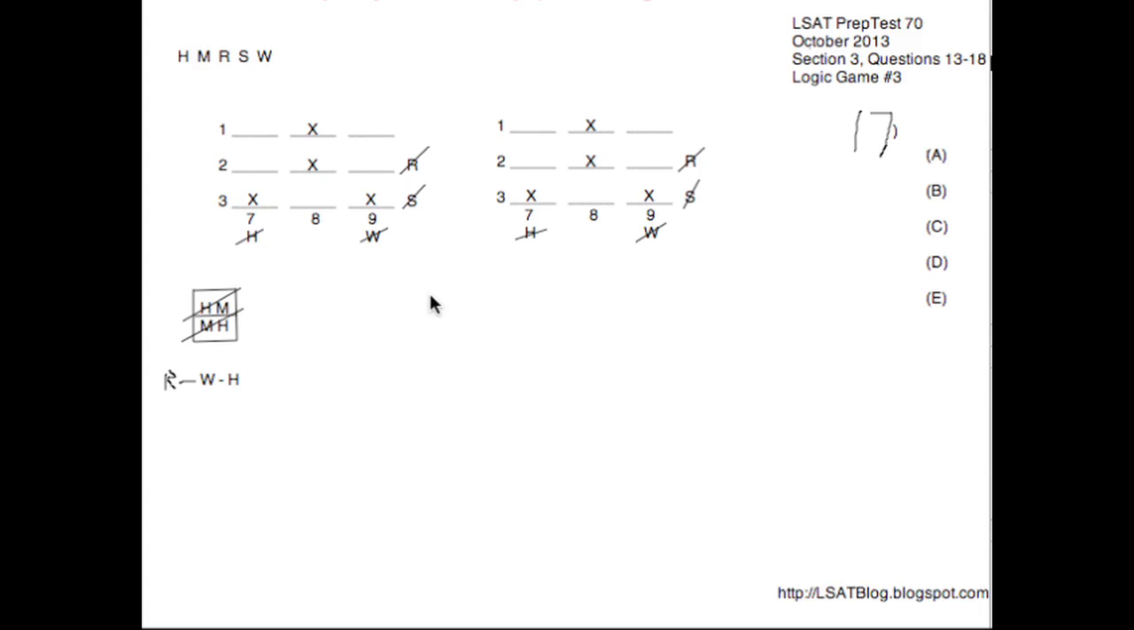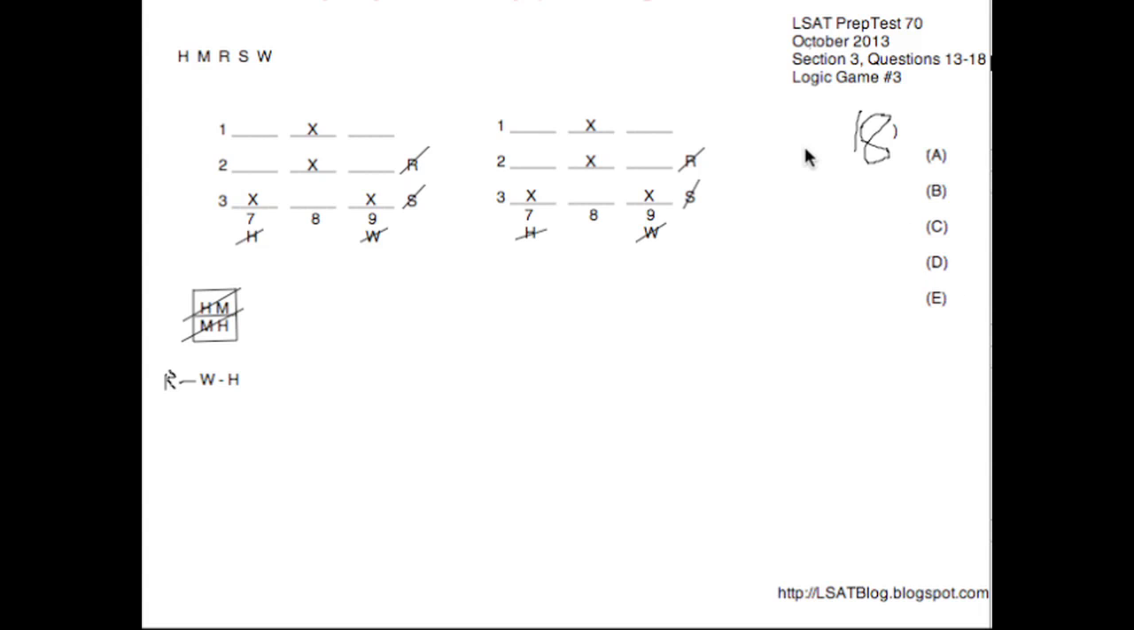So that's suspicious. I would see what happens when you have W on 1 and S on 9, with W on 7. So if we put that down, W on 1 and W on 7, S on 9, then we've got M, R, and H remaining. R cannot be on 2, so it has to go on 3. That leaves M and H to be together on 2, which is unacceptable. So for that reason, E is impossible, and it's our answer for 17.